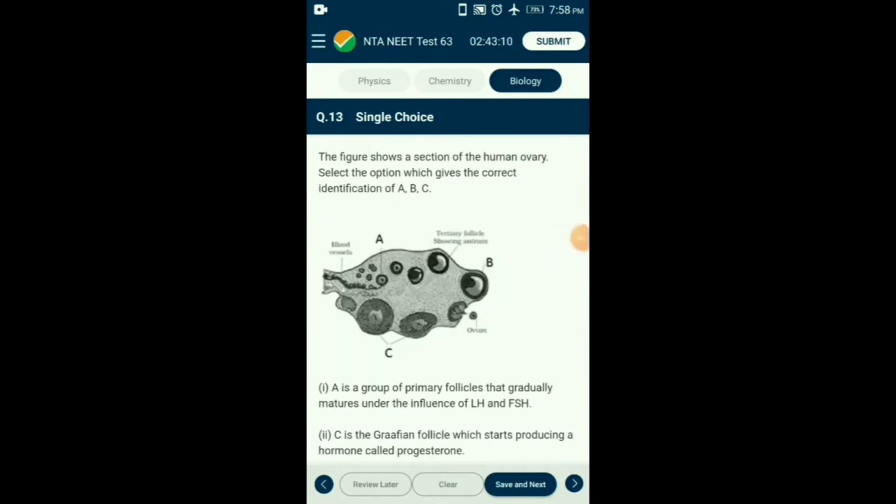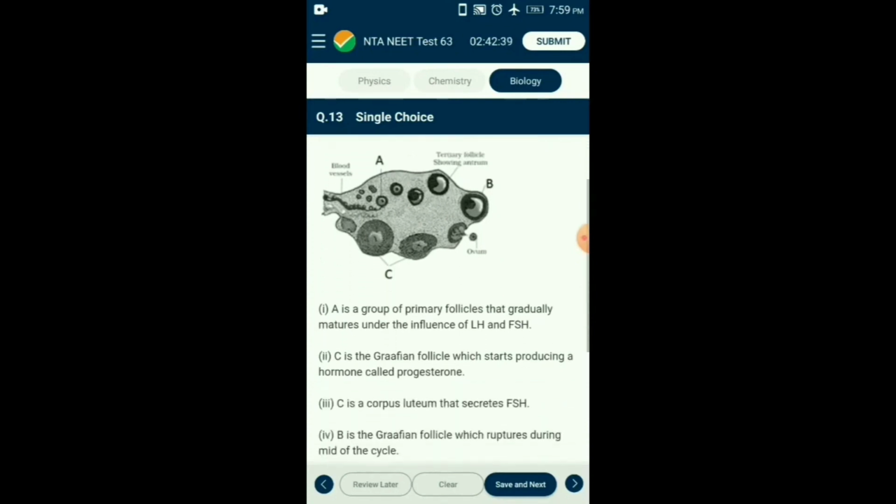Question number 13. The figure shows a section of the human ovary. Select the option which gives the correct identification of A, B and C. Corpus luteum, a yellow hormone secreting body in the female reproductive system, secretes progesterone, which further maintains endometrium. Graafian follicle produces a hormone called estrogen by the follicular granulosa cells.